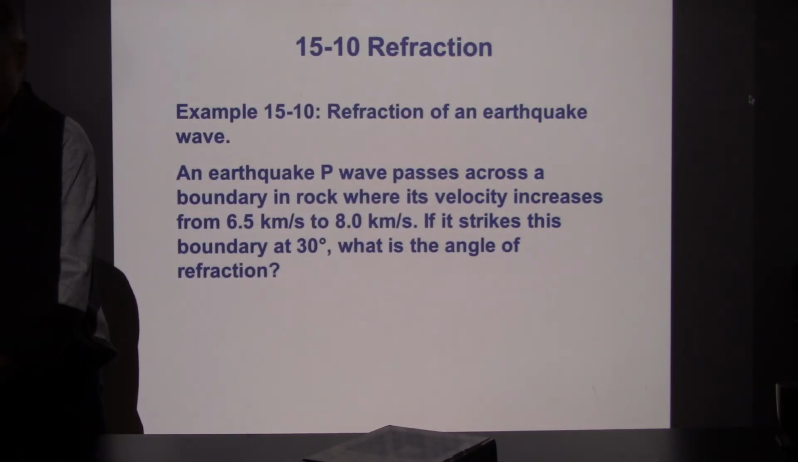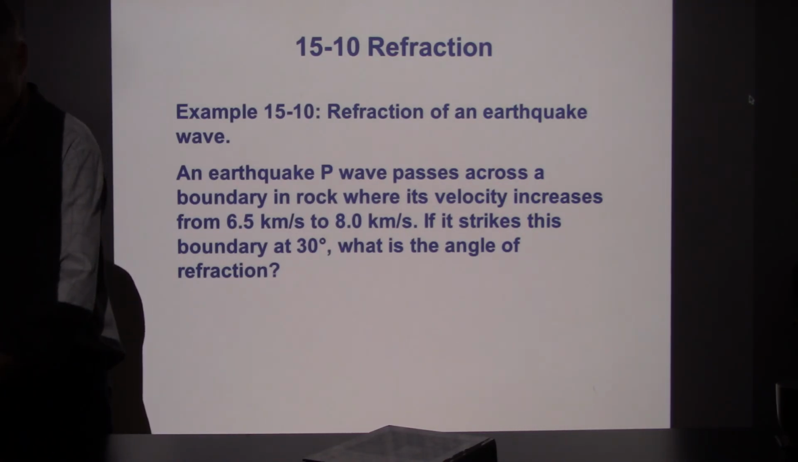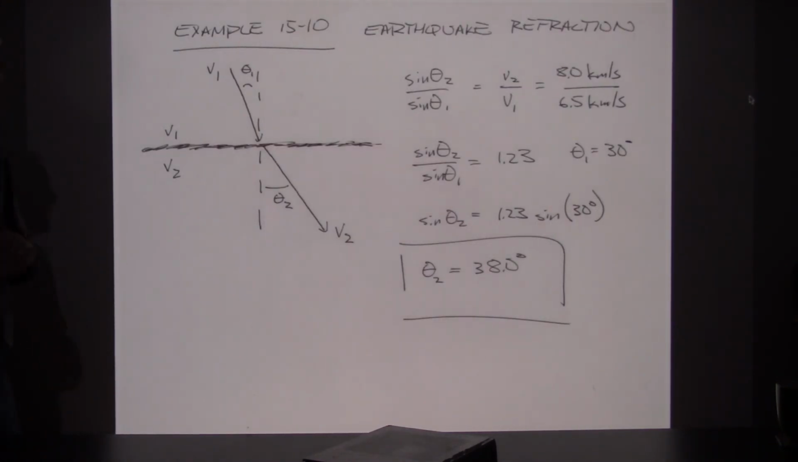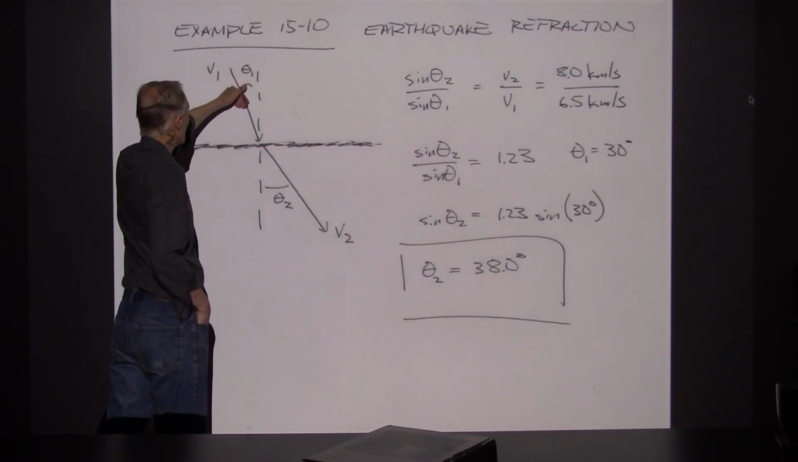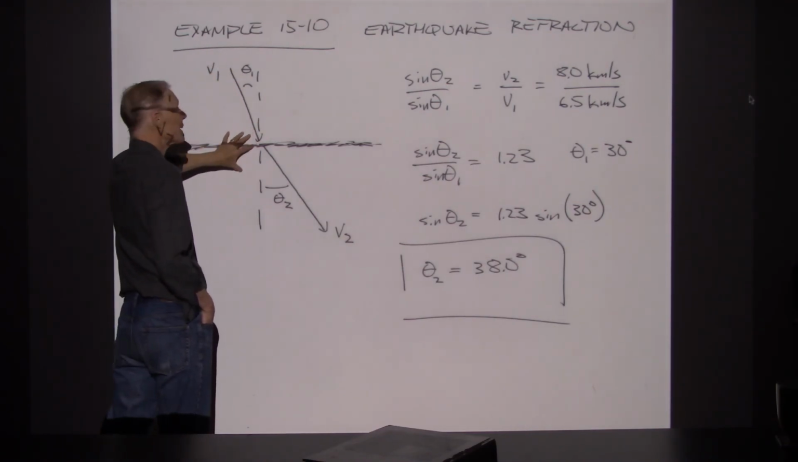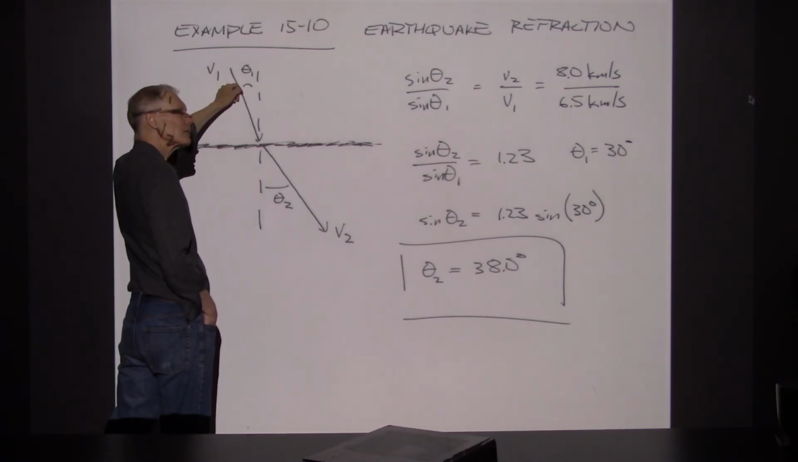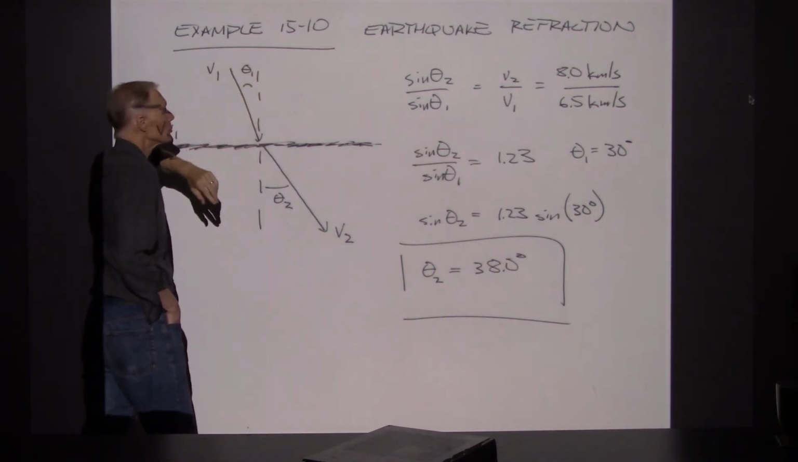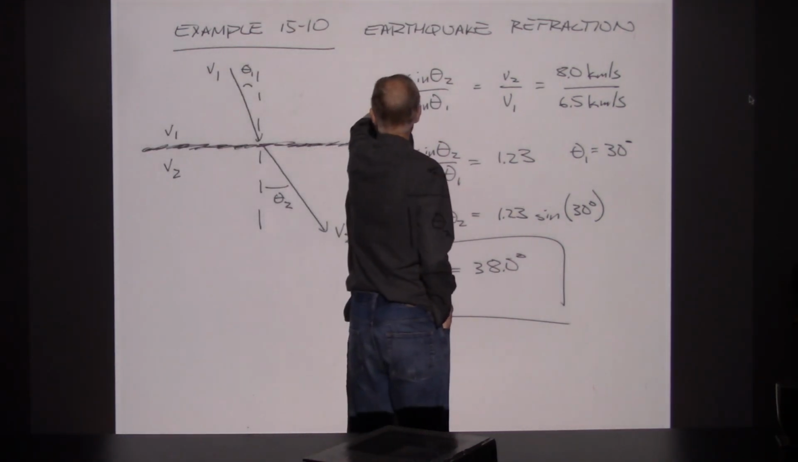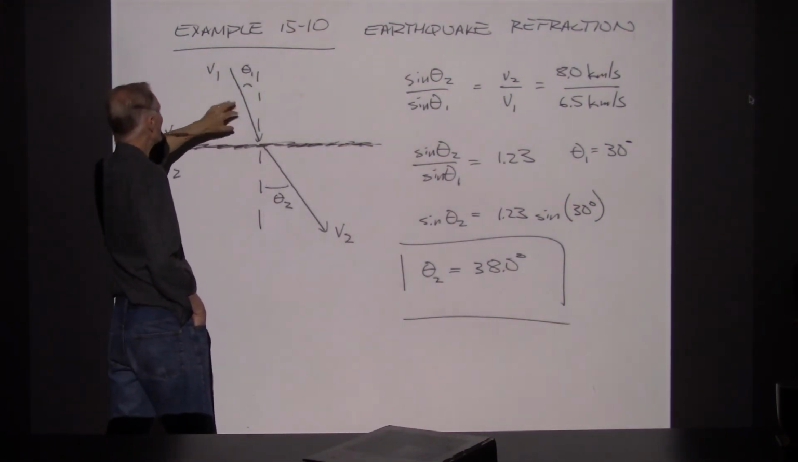Okay, so here they've got another earthquake. It's passing a boundary in the rock where it goes from a slower speed to a higher speed. Let's take a look at the effect. So here it is traveling through some kind of a rock, and then it hits a region where the rock is denser. Or maybe not denser, I guess where it's stiffer. So the speed goes up. So what we can do then is say that the ratio of the sines of the angles is going to be equal to V2 over V1.